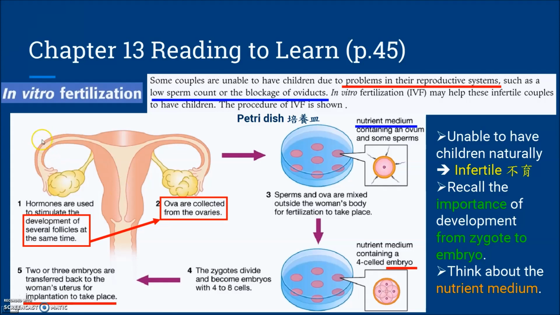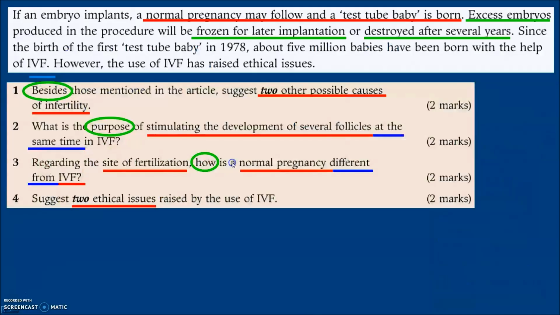That's something we learned in natural reproduction. After the fertilization in the upper part of the oviduct, the zygote will undergo mitotic cell division, 1 to 2, 2 to 4, 4 to 8, and then it goes to the uterus. Of course, at the same time, it develops into an embryo already, ready for implantation. And the second part is that the embryo implants, normal pregnancy may follow, and the test tube baby is born.